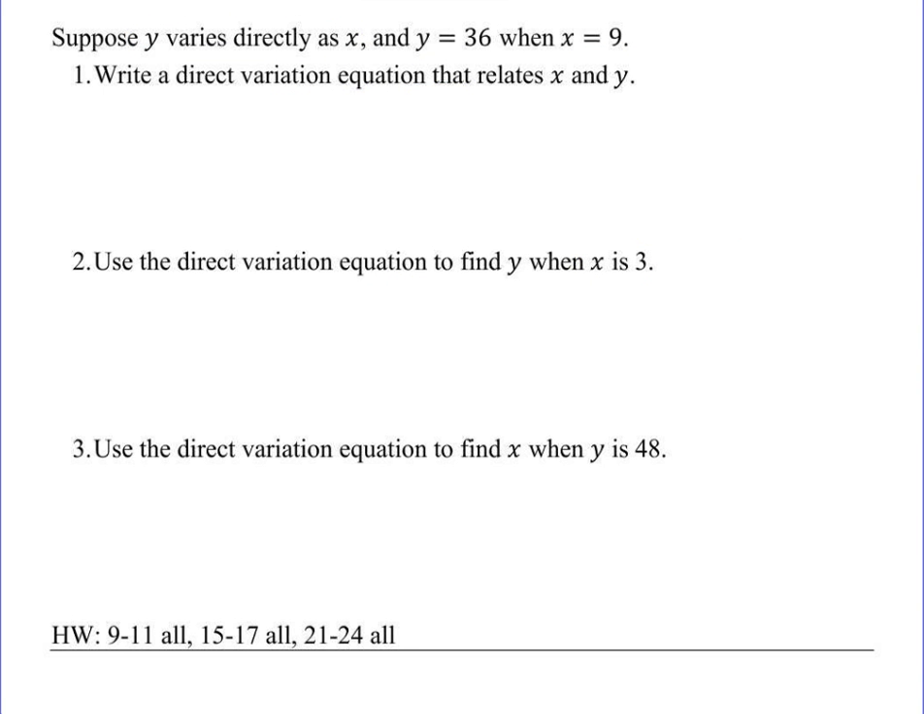Y varies directly as x. Then they tell you y is 36 when x is 9. So what should I do? I should write y equals kx. And then substitute. So I'm going to write 36 equals k times 9. Now why am I dividing by 9? To solve for k. So we divide both sides by 9, and we get k equals, okay, now what do I do?